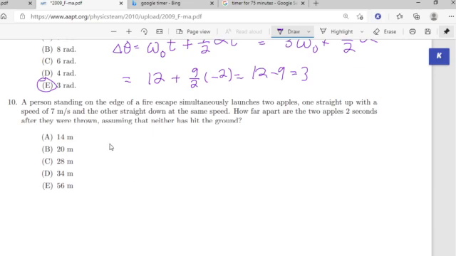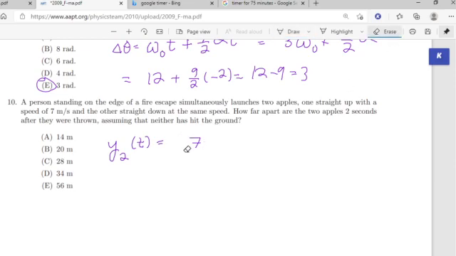Well, all we have to do for this is just create a kinematic equation for each of the apples. So this will be for the apple that is thrown straight down. Actually, you know what? To make this easier, let's say that down is the positive direction. Okay, so down is positive, which means then that this apple would have an initial velocity of 7, and gravity would be positive, so it would be like that.